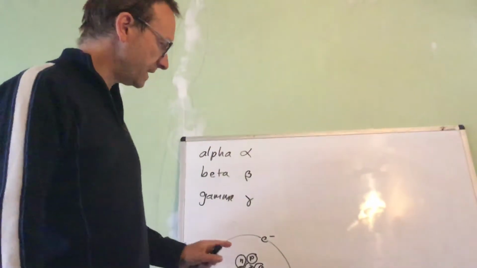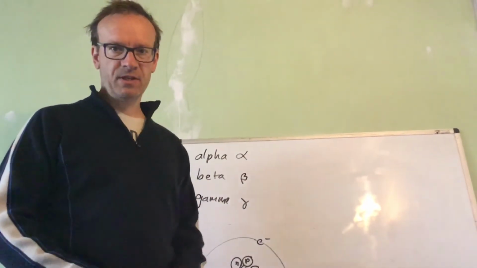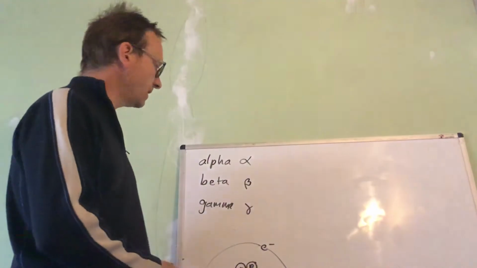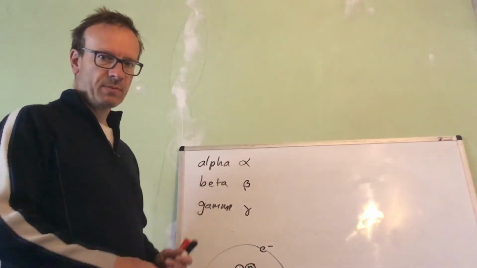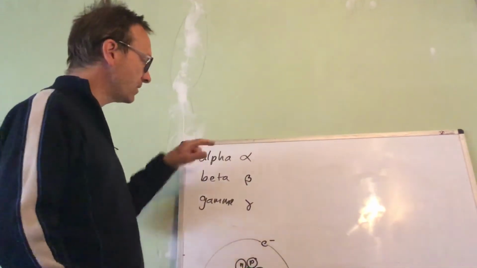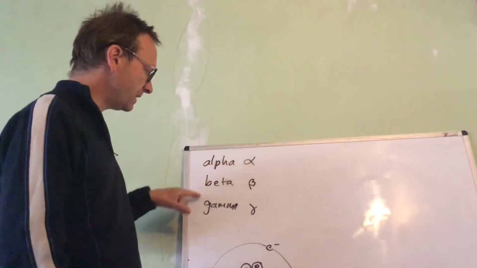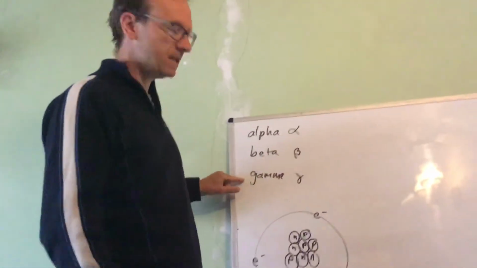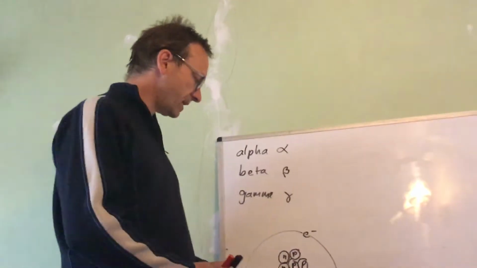Y10. This lesson is about radioactivity, the three types of radioactivity. Instead of being called 1, 2 and 3, or A, B and C, they use the Greek alphabet: alpha, beta and gamma, written like that. Alpha, beta, gamma radiation.